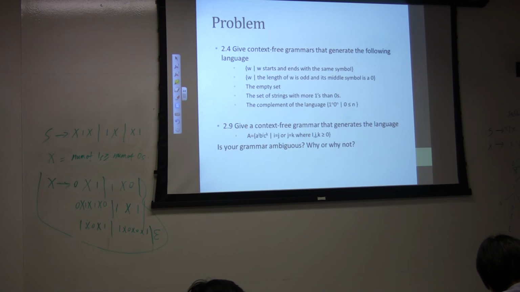Okay, let me do it this way. For the string that has more ones than zeros, there are still 4 cases. One is it starts with 0 and ends with 1. Then this is the case. And the other is it starts with 1 and ends with 0. This is the case.